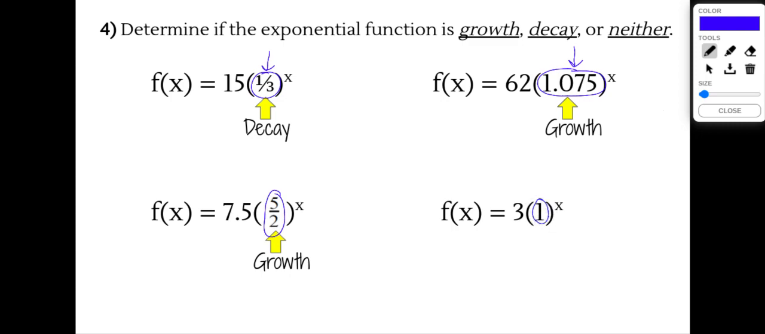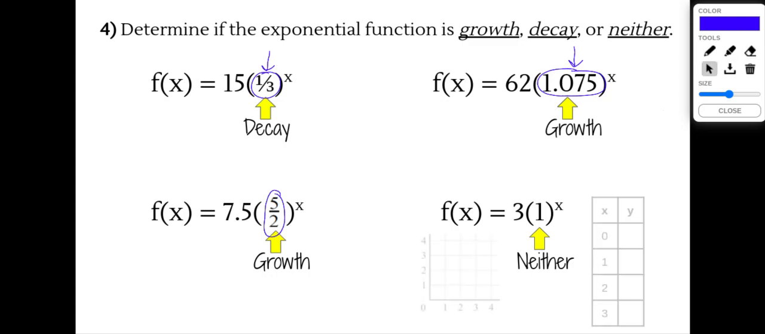It's exactly 1. Now, I've been telling you that if it's bigger than 1, it's growth, and if it's smaller than 1, it's decay. But what if it's exactly 1? I bet you've been wondering that. Well, if it's exactly 1, then it's neither growth or decay. It's not either. But let me show you why, because you might be wondering, well, why is that? What do you mean it's not growth or decay? Well, let's take a look.